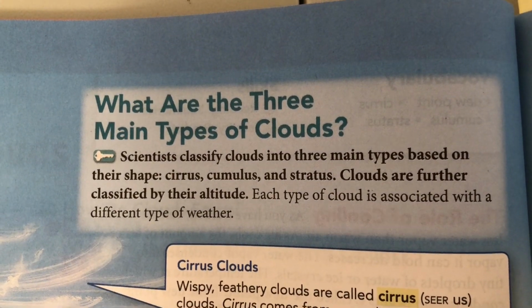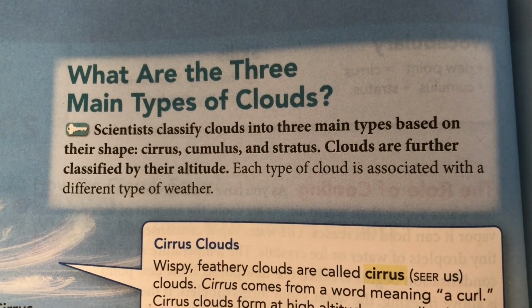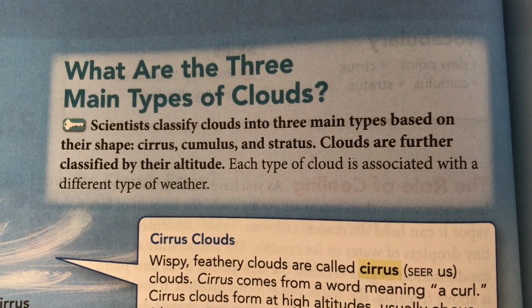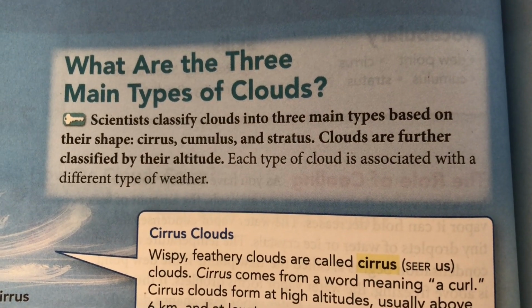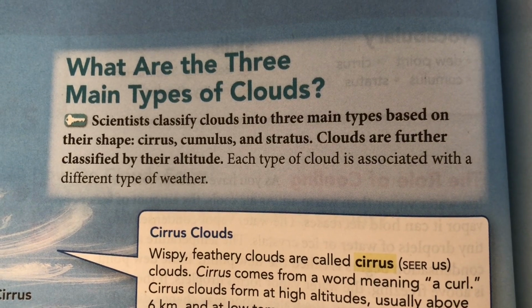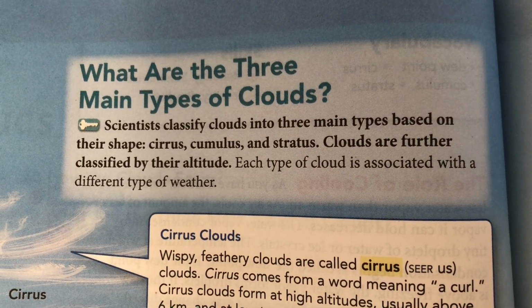What are the three main types of clouds? Scientists classify clouds into three main types based on their shape. One is cirrus, two is cumulus, and three is stratus. Clouds are further classified by their altitude, meaning how high up they are from the earth. Each type of cloud is associated with a different type of weather.